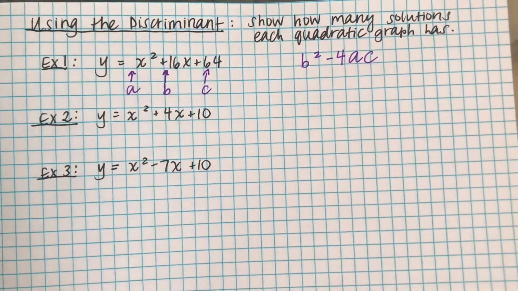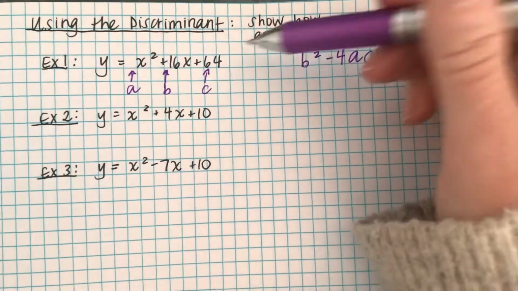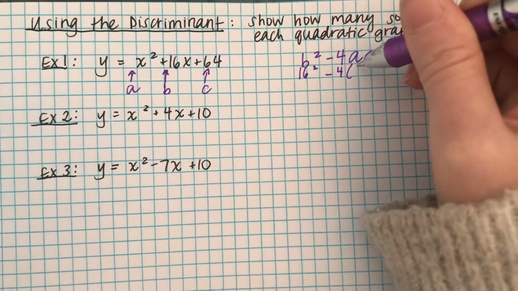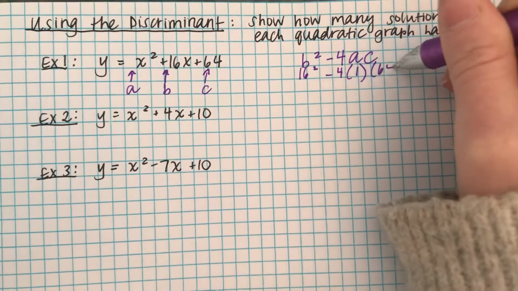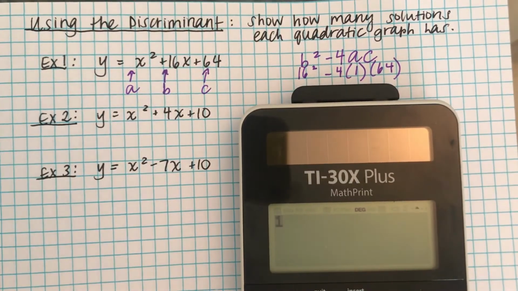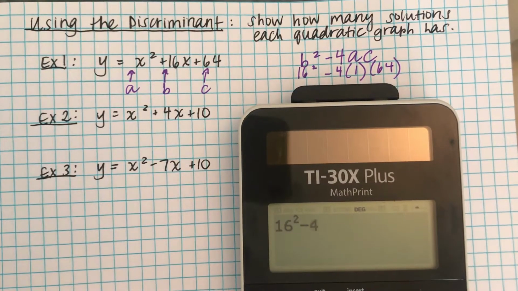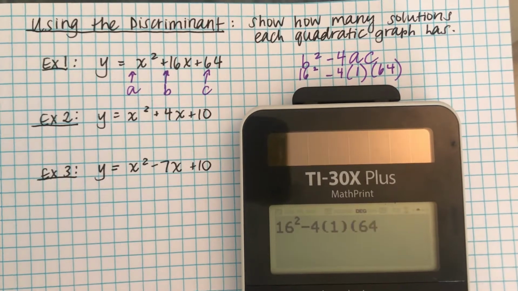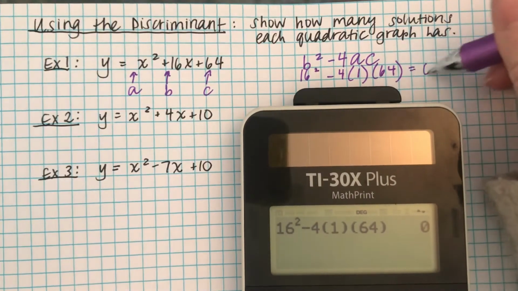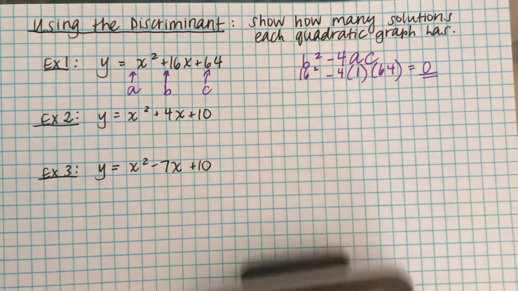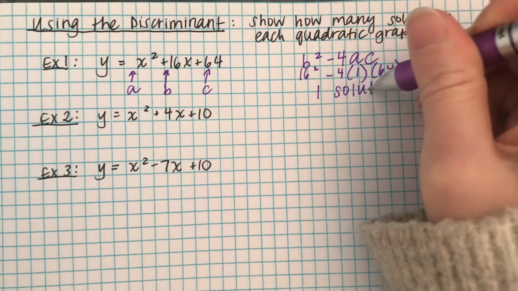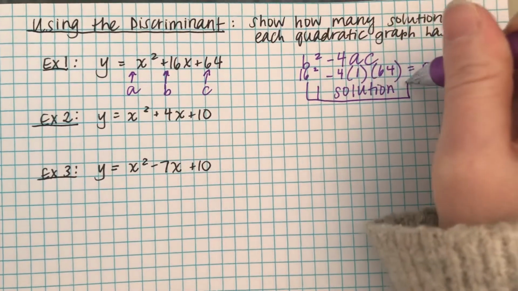All right, so if we were given this equation here, b is 16, so I'm going to take 16 and square it, and then subtract 4 multiplied times a, which is 1, and c, which is 64. You can literally just type this into the calculator as it is, so 16 squared minus 4 times 1 times 64. Don't really need to include the 1, but I thought I would. And we come up with 0. Remember, if our discriminant is 0, that means that this graph would have one solution. So there would be one location where this graph would touch the x-axis.